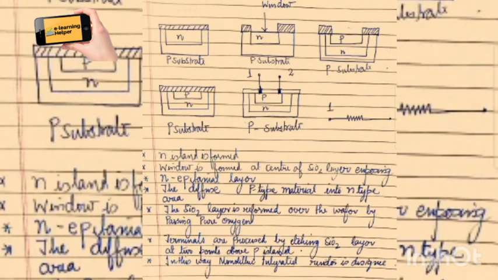Thus in today's lecture we have discussed the passive components. The passive components are of two types, the resistor and the capacitor, and we have seen how the resistors and the capacitors are developed according to the IC fabrication process.